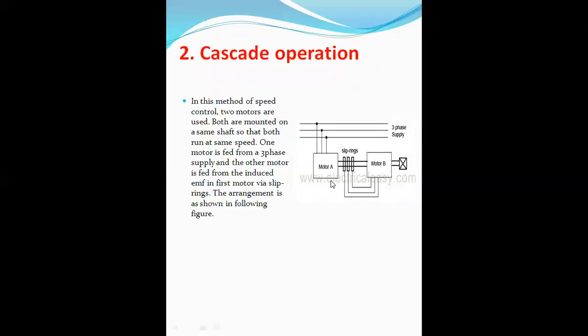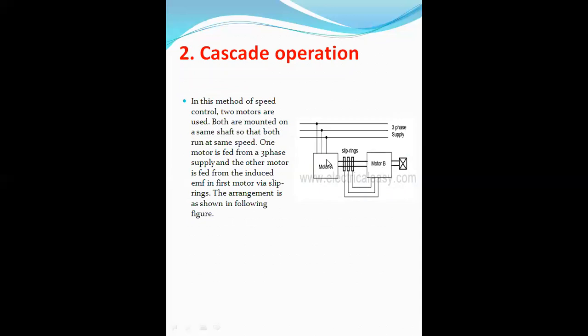Another method is the cascade operation. This is the pictorial view of the cascade operation. In this method of speed control, two motors are used, motor A and motor B. Both are mounted on the same shaft. This is the shaft.